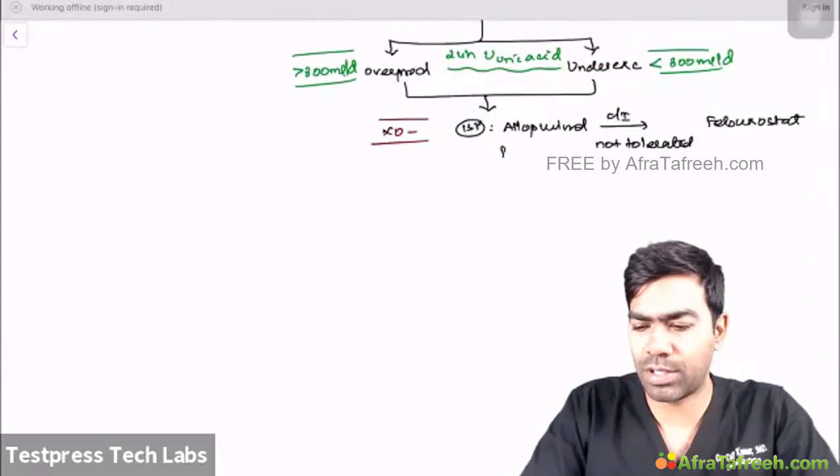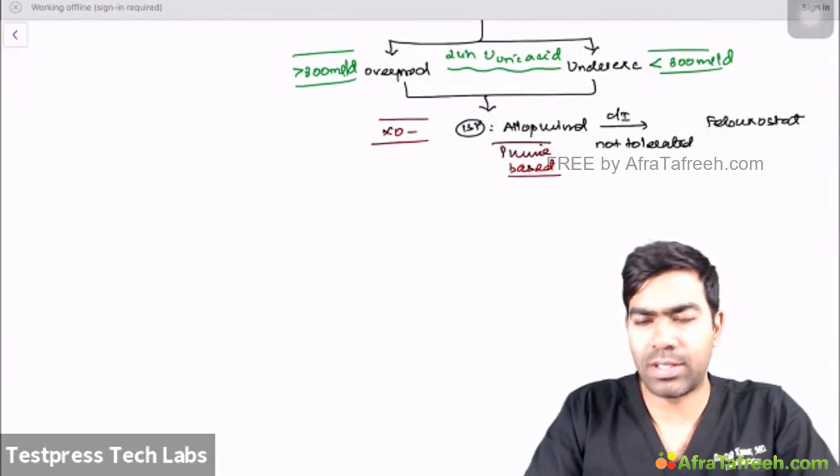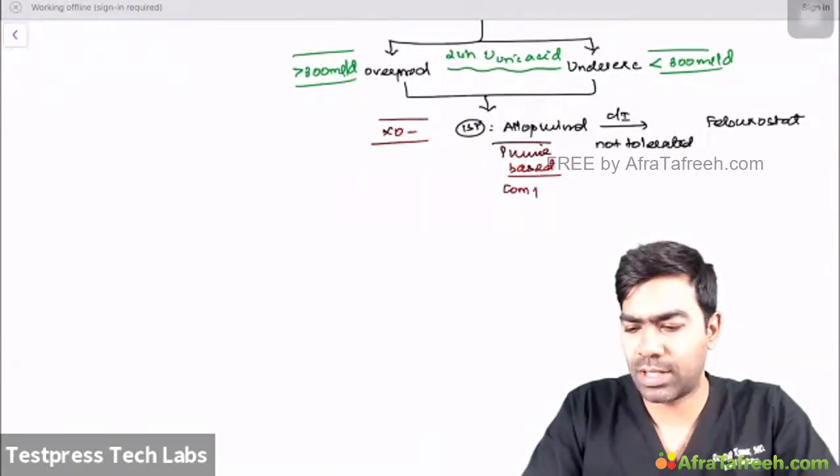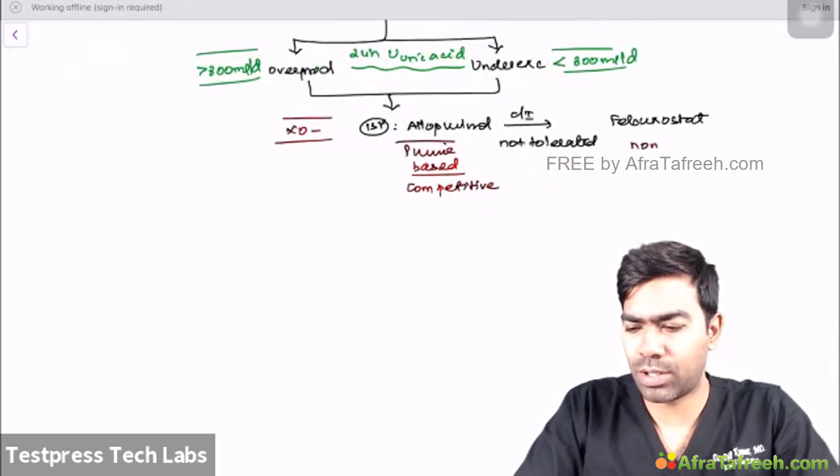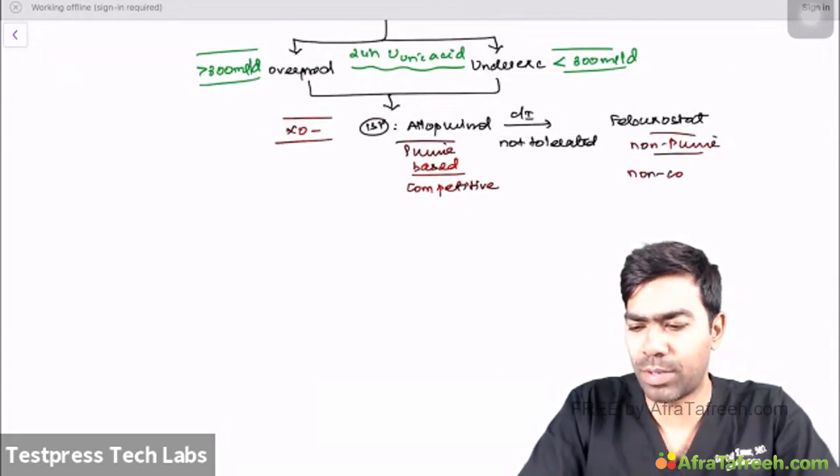In the sense, allopurinol is a purine-based xanthine oxidase inhibitor, which means it is a competitive inhibitor. It's like a purine only. Whereas febuxostat, on the other hand, is a non-purine xanthine oxidase inhibitor, which means it's a non-competitive inhibitor. But remember, you should never add allopurinol and febuxostat together.